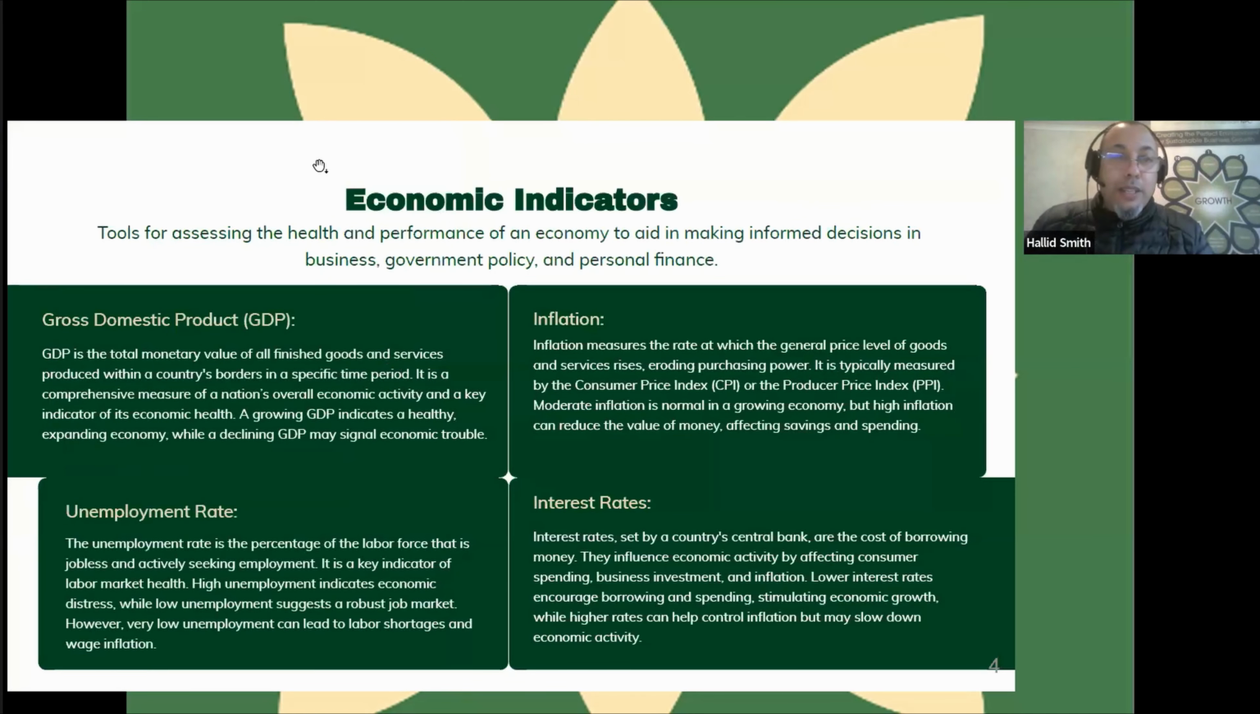Okay. So we're going to go through a little bit of detail of how economic indicators work, and also some of the tools to determine how the economy is actually doing. So GDP is the total monetary value of all finished goods and services produced within the country, and it's a way that we measure where we are, when the economy is doing well or not.